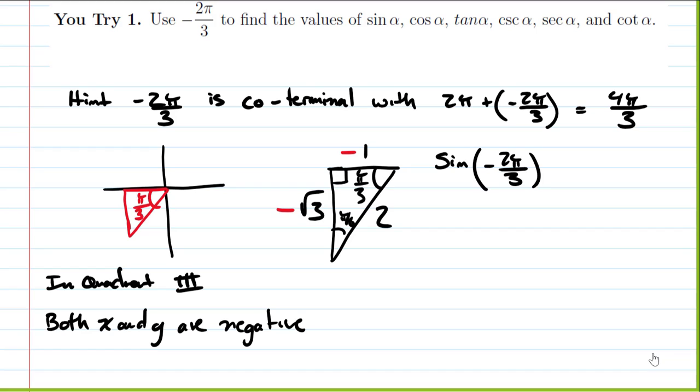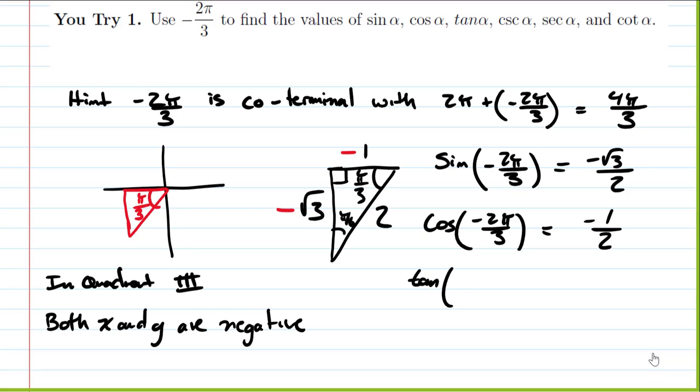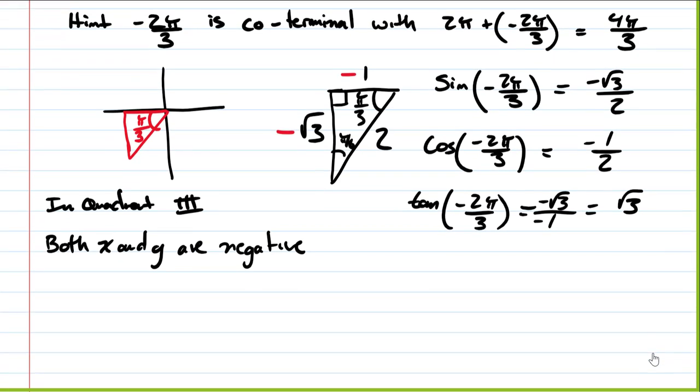Well, sine is opposite over hypotenuse, so we're going to get negative root 3 over 2. Cosine of negative 2 pi over 3 is adjacent over hypotenuse, so that's negative 1 over 2. Tangent of negative 2 pi over 3 is opposite over adjacent, so we're going to have negative root 3 over negative 1, so a negative divided by a negative is positive, so we get the square root of 3.